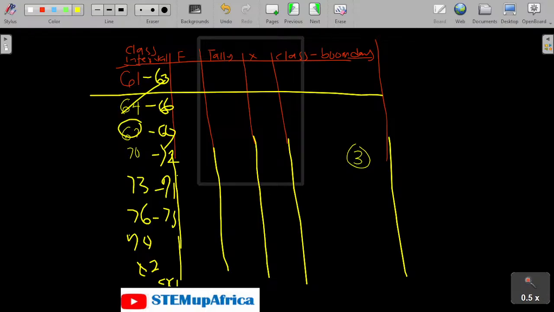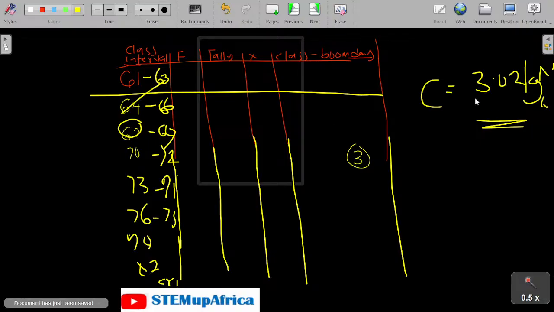Is there a way to calculate it if they don't give us this interval? No, they must state it. If they didn't give you, there is a formula. C is equal to 3.3 log n. But this is more advanced. Nobody will tell you to do this. This is advanced statistics. Nobody will ask you to calculate the class interval. It's 3.3 log n, where n is the total frequency. But nobody will ask you of that, as for this class.